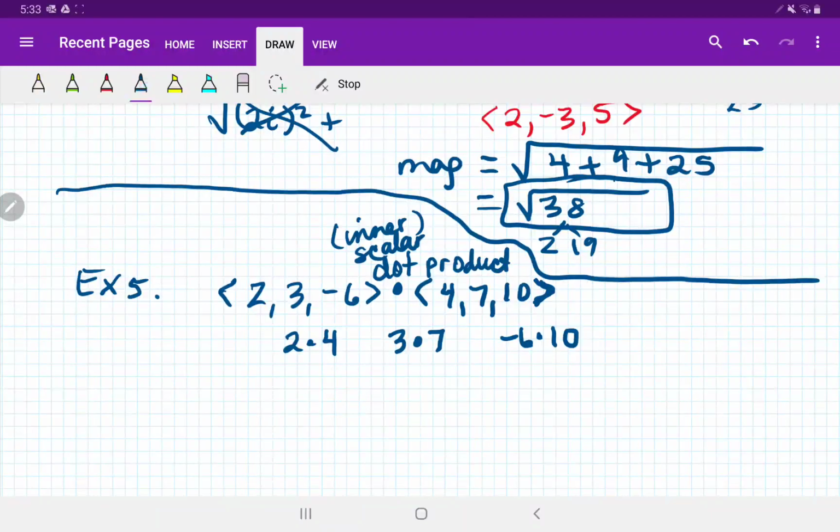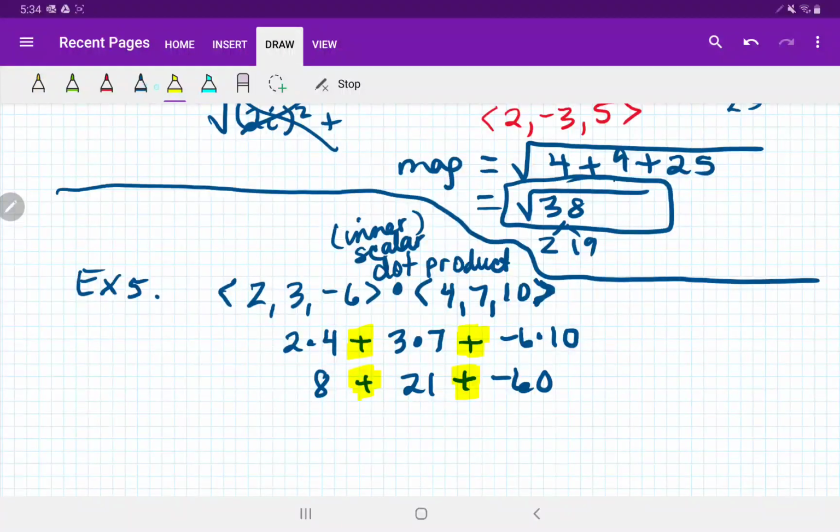That was at the beginning of the semester. So this is good practice, and this will be on the final. So plus, plus. This right here is what you do for a dot product. So you get 8 plus 21 plus negative 60. Write the pluses. I know it's negative 60 and you could write a minus, but you're trying to remember a formula.